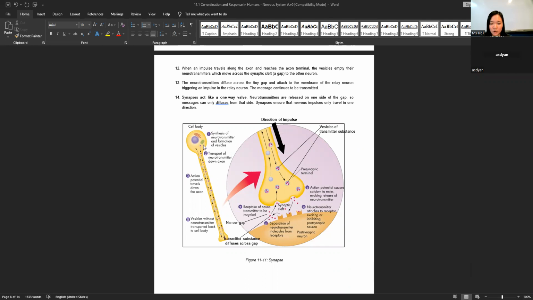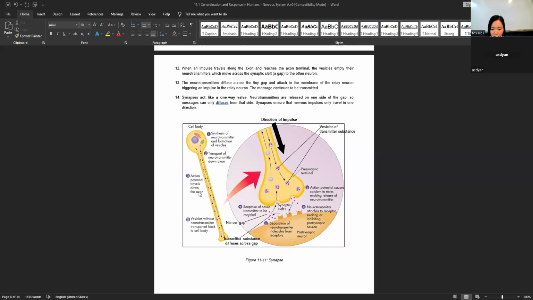So basically, the neurotransmitter is synthesized in the cell body and then gets transmitted. Transport of neurotransmitter down the axon. So it will transport all the way to the axon terminal. Axon terminal is the final extreme end of the axon. So here the vesicle containing the neurotransmitter will reach all the way up to here, and then what happened?